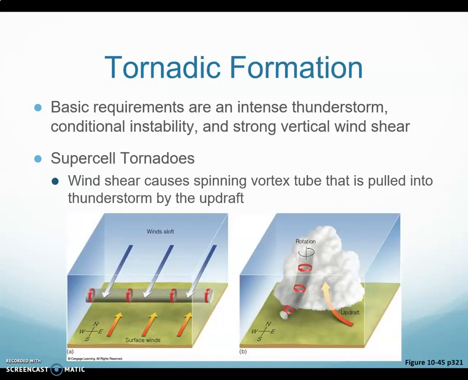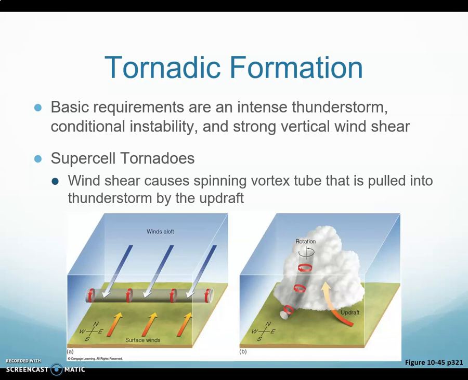So the basic requirements for a tornado are you have to have an intense thunderstorm. It doesn't have to be a supercell thunderstorm, but it's much more likely with a supercell thunderstorm. You need to have conditional instability, and you need strong vertical wind shear. So here's how it forms.